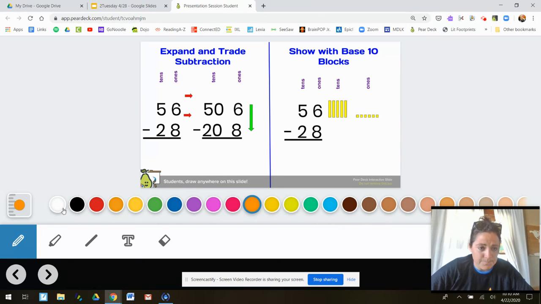So if you look, our main problem here is 56 minus 28. Okay, 56 minus 28. Now, the first thing that you have to look at every single time is your ones column. Okay, and do you see this green arrow right here that I put on there? That arrow is so important because you can't work your way up that line.